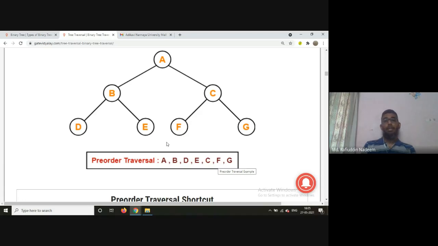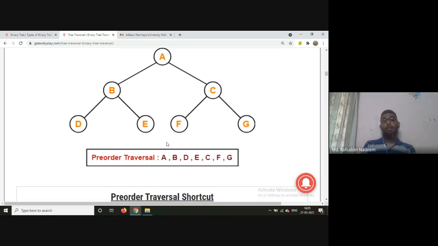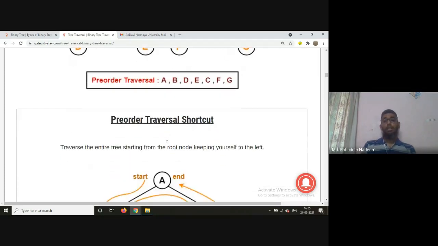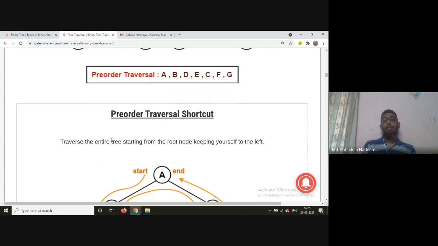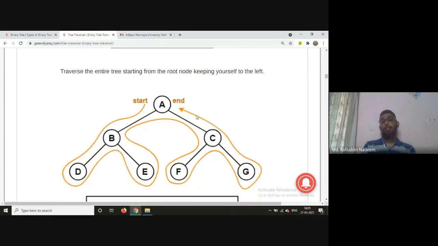So it's the way you're supposed to visit the nodes. There is a shortcut for that. See here, traversing the entire tree starting from the root node will be like this. This is a very simple way of visiting.